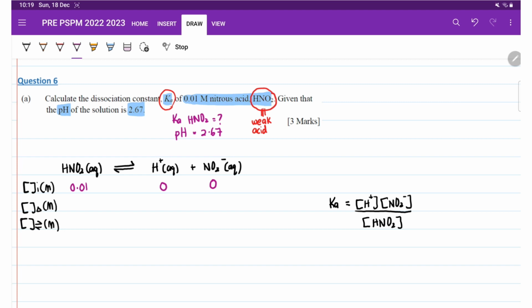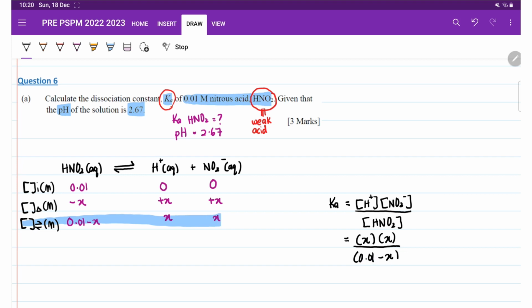Jadi, kita tak tahu berapa banyak dia berubah. Kita akan letak in terms of X. So, minus X, plus X, plus X. So, this is 0.01 minus X, X, and X. So, we already have the information that we needed, untuk kita masukkan ke dalam kita punya Ka expression. So, saya tulis saja terlebih dahulu. So, concentration of H plus is X, NO2 minus is X, HNO2 adalah 0.01 minus X.